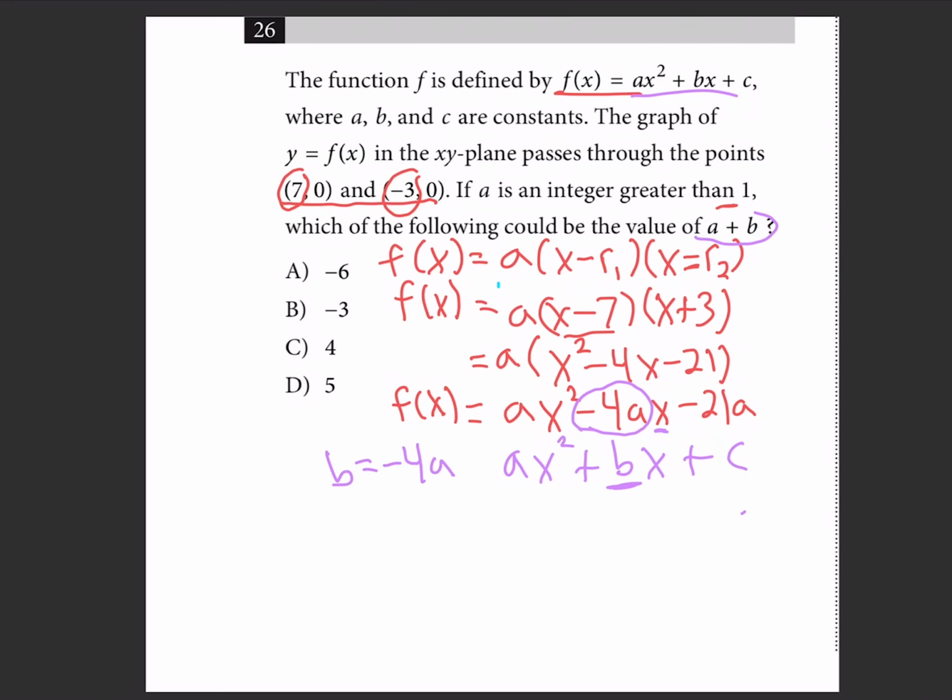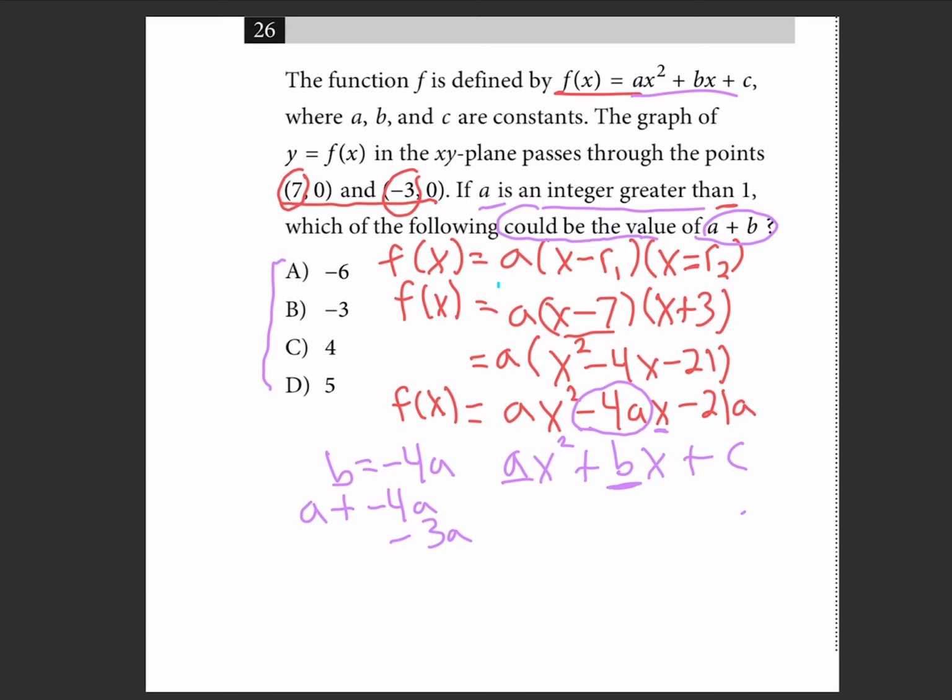Now they want me to add a and b. So a, I can just use a, and then b is negative 4a. And then what do I get there? I get negative 3a. Okay, so that's the answer. However, that's not an answer choice. Something's a little bit off here. This is where you have to read and see. They're asking which could be the value of this. Which could be. All right, I need more information here.